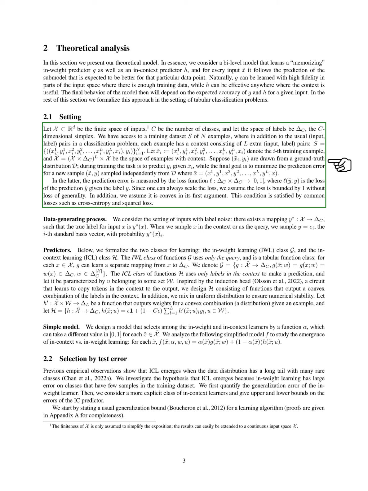We then formalize two classes of learning: the in-weight learning, IWL, class, which uses only the query, and the in-context learning, ICL, class, which relies on labels from the context. The IWL class consists of functions that learn a separate mapping from each input to the label space. The ICL class uses the labels in the context to make predictions and is designed to output a combination of these labels. We also incorporate a uniform distribution to ensure numerical stability in our predictions.